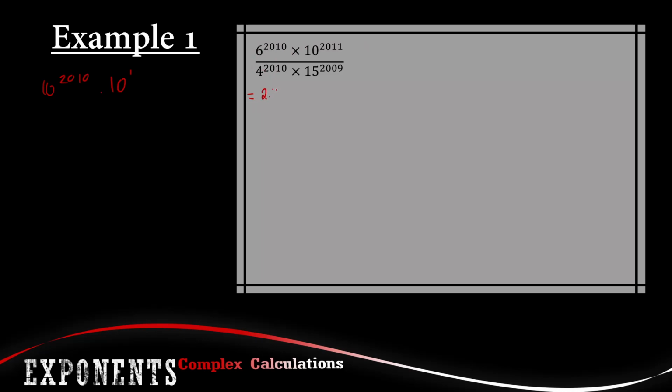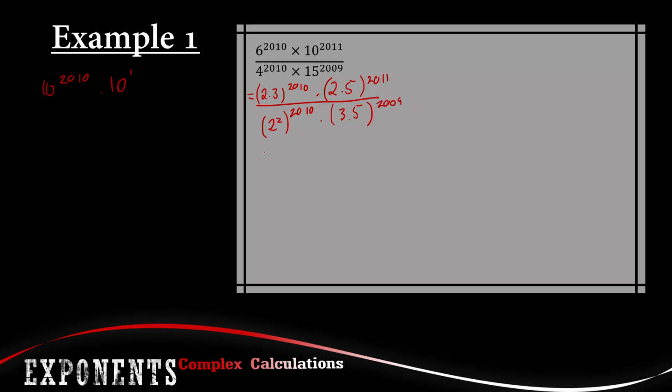So this is just 2 times 3 to the power of 2010 multiplied by 2 times 5 to the power of 2011, all over 2 squared to the power of 2010 multiplied by 3 times 5 to the power of 2009.